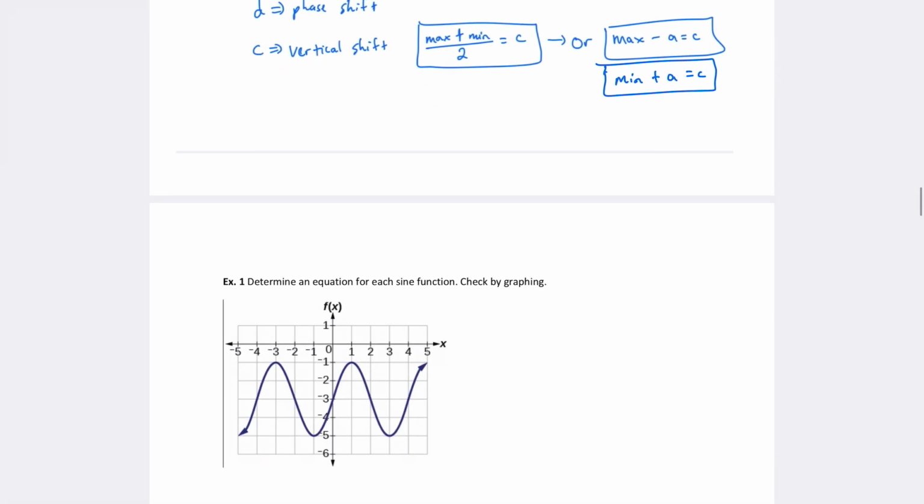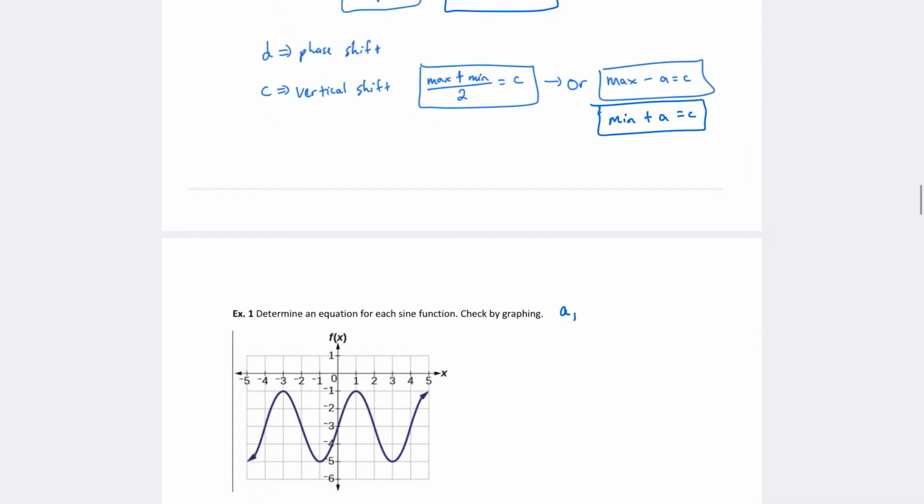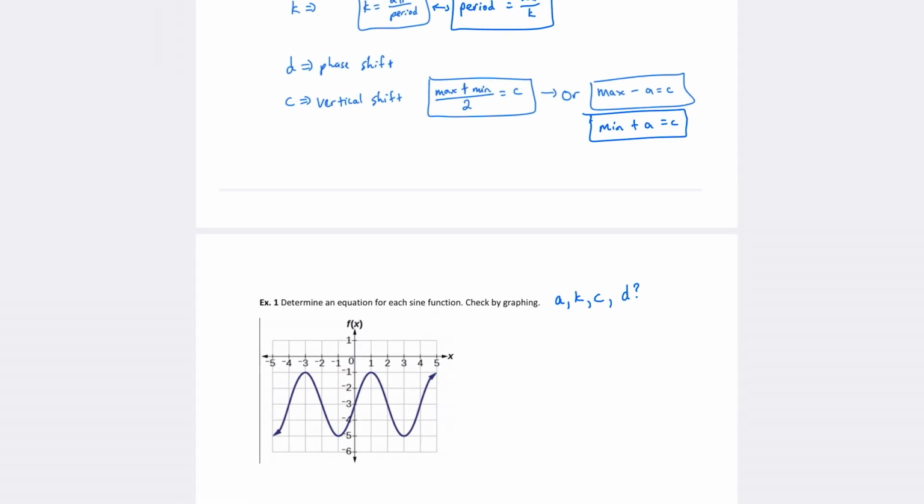Okay? So we're going to walk through this with an example. We're going to look at a graph, and we can see this graph looks like some kind of sine or cosine function. It's repeating itself. It's going up and down and repeating itself over and over. We'll go through these values one at a time, the A, K, and then C, and then we'll go to D. So I'm going to suggest you do A, then K, then we're going to shift over to C, and then we're going to go to D and figure out what to do.